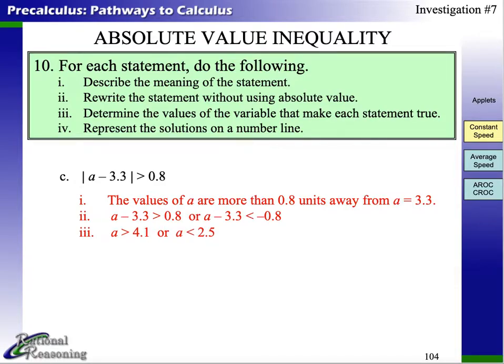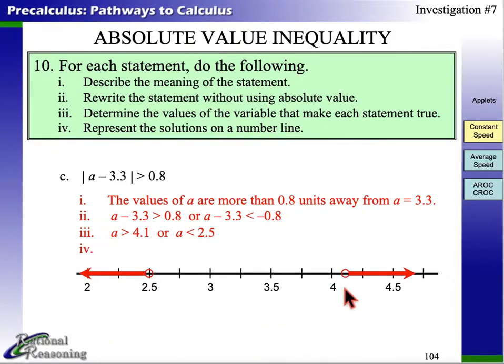Sometimes if you figure it out and do the number line first, it makes more sense. So we add 3.3 to 8.8, and we add 3.3 to negative 8, and we get our two endpoints. And again, the endpoints are not valid, so they're open circles. And again, we go to the left or to the right because that's the inequality.